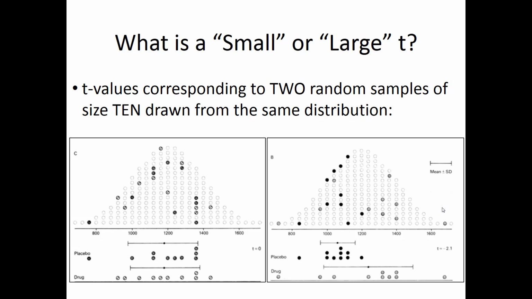So what is a small or large t? T-values corresponding to two random samples of size 10 drawn from the same distribution are shown below. In one case, the means are exactly equal. This gives us a t of 0. In another case, the means of the two samples are not equal, thus giving us a non-zero t.